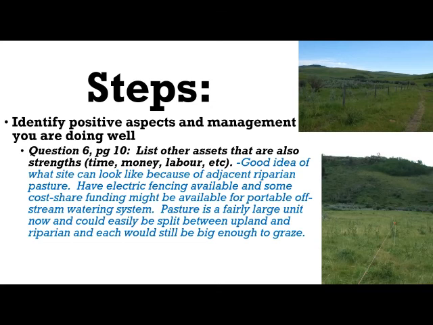In this case, it's a really large pasture unit, so they have lots of flexibility to cut it into more than one piece and still make them grazable units. And graze them at different times, which gives them more flexibility, because one will be a riparian focused pasture and the other one would be an upland pasture. So those are some of the things.